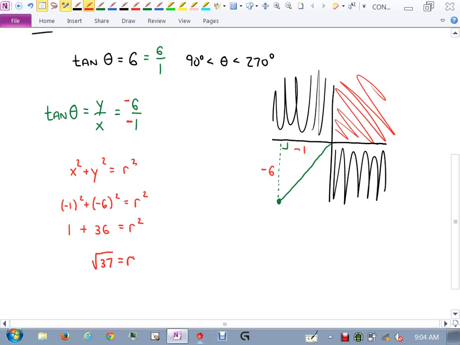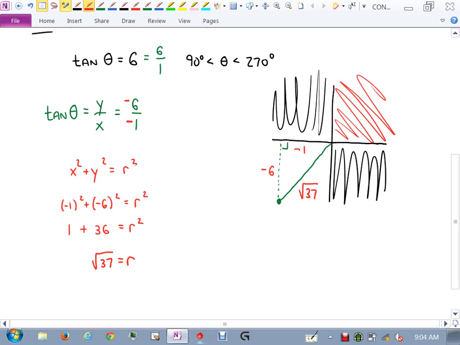And I don't use negative, why? Why don't I do plus or minus here? R is always positive. Now, later on, if we're solving for x or something, we might actually have to take the negative. It just depends on what quadrant we're in. So in this case, though, because it's r, it's always positive, we have root 37. And now from this, we can go get all the other trig functions.